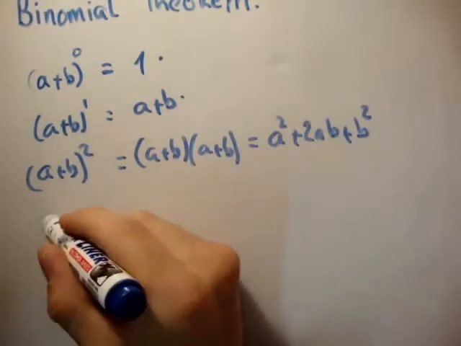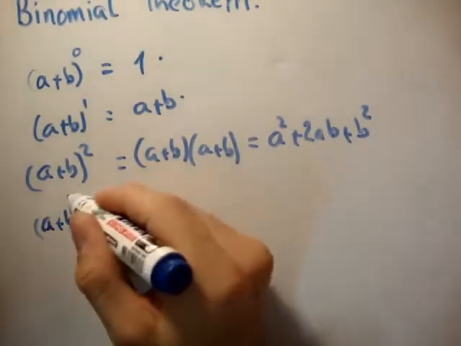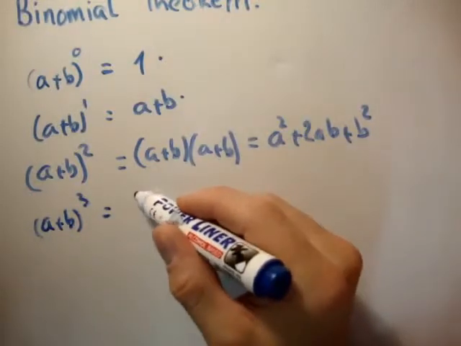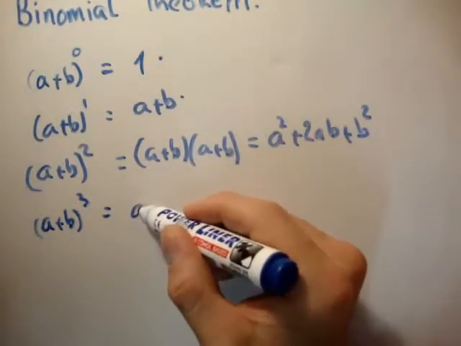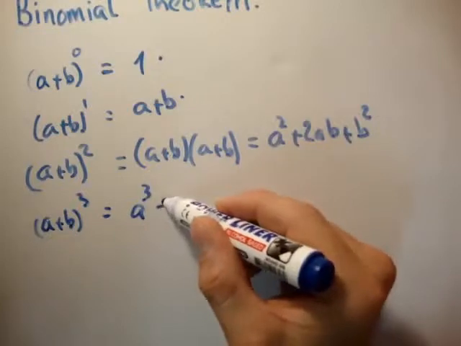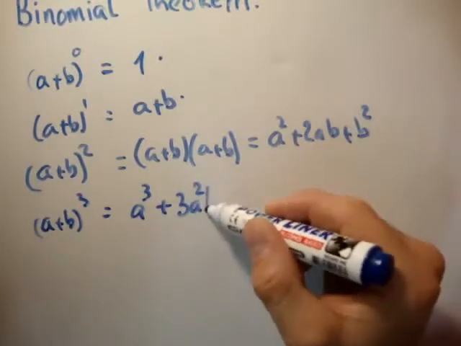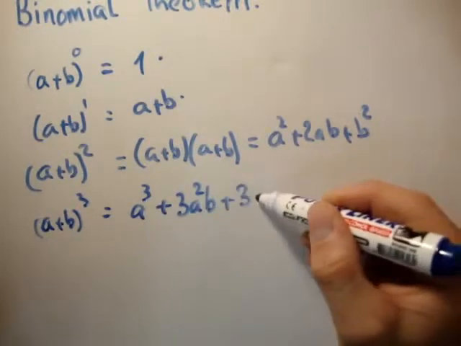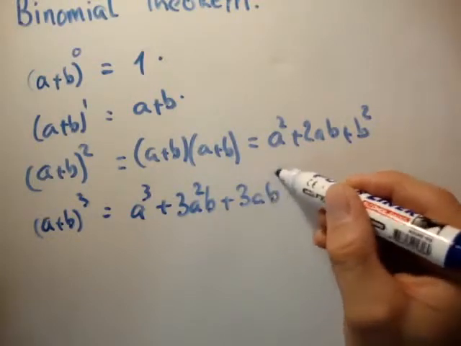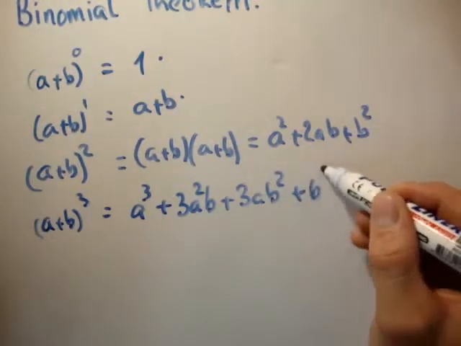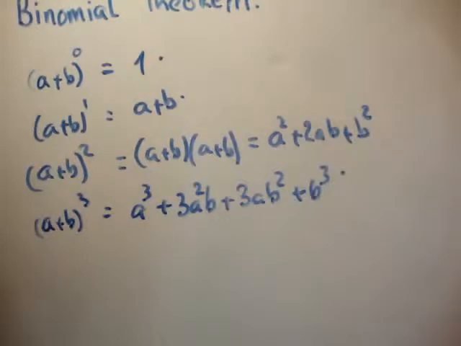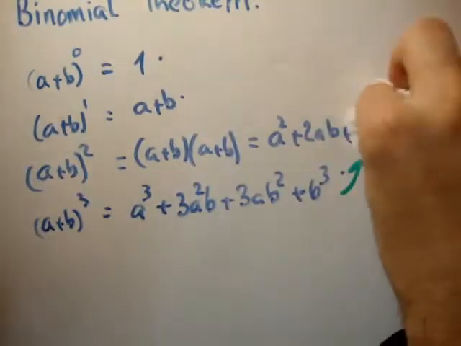Now, what if we get a plus b cubed? I'm not going to write it out. I'm just going to give you the answer. So it's a cubed plus 3a squared b plus 3ab squared plus b cubed. So I think hopefully you might see now why I don't like to write a plus b squared like that. I'm going to rewrite a plus b squared as follows.